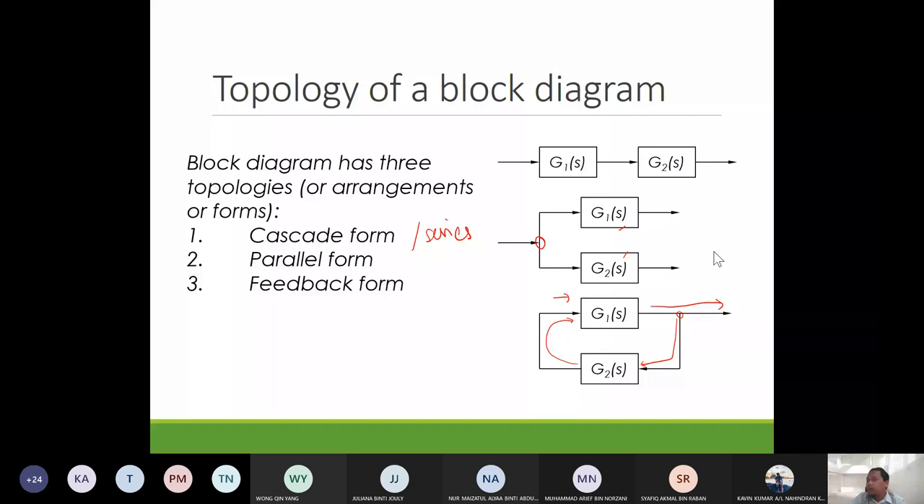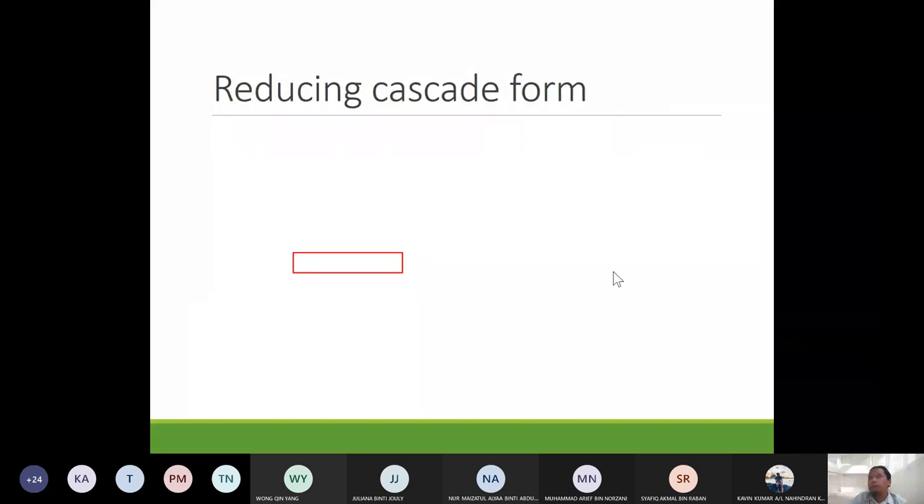Okay, so now we already looked at the components and also the arrangement of block diagrams. So now let's look at how to simplify some of the arrangements for the block diagram. So firstly, let's look at how to reduce a cascade arrangement or cascade form.